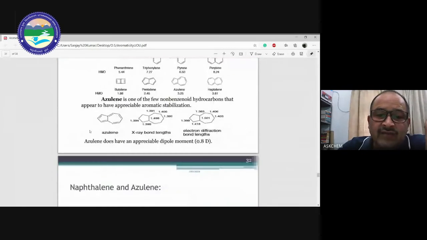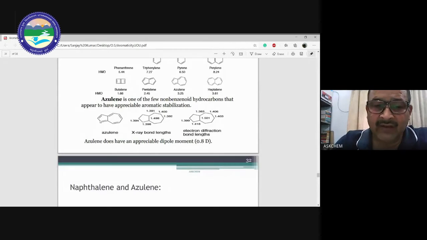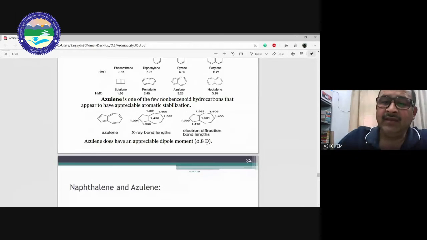So azulene is one of the few non-benzenoid hydrocarbons that appear to have appreciable aromatic stabilization. In this azulene, if you polarize one double bond, it will automatically make one cycloheptatrienyl system, and the other, a fused cyclopentadienyl system, and azulene does have an appreciable dipole moment in the ground state, that is 0.8 debye. This is the dipole moment of this unit, and these are the different bond lengths of the given compound, from XRD and electron diffraction methods.